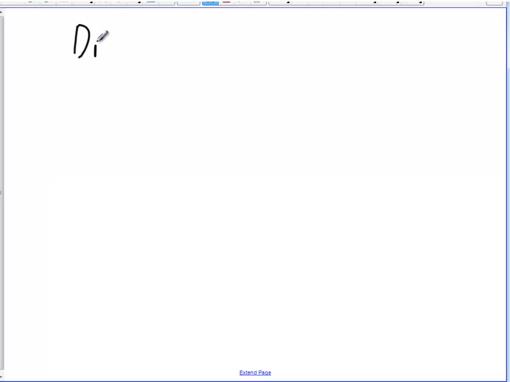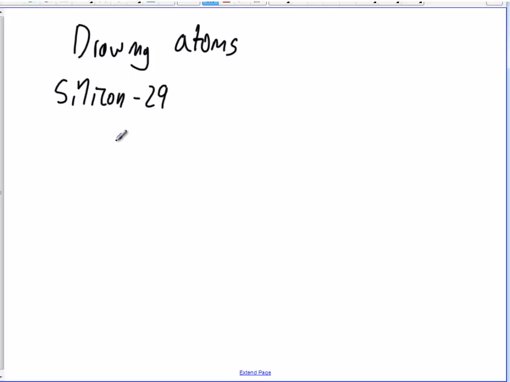Okay, and so when you're drawing atoms, you always need to know how many particles there are, and then you can figure out their arrangement of everything. Okay, so I'm going to pick an element. I'm going to pick silicon, and I'm going to pick silicon 29. Okay, and that's a specific isotope of silicon, and that means I can know how many protons it has and how many neutrons it has and how many electrons it has. So I want to find all that information: protons, neutrons, electrons.